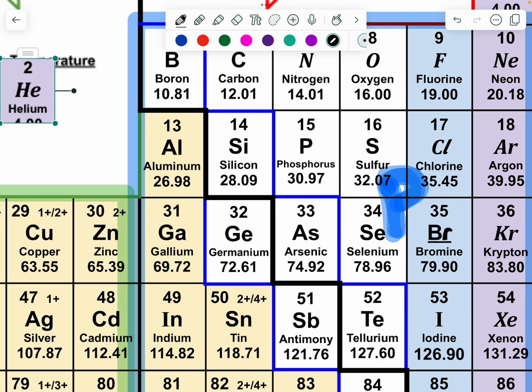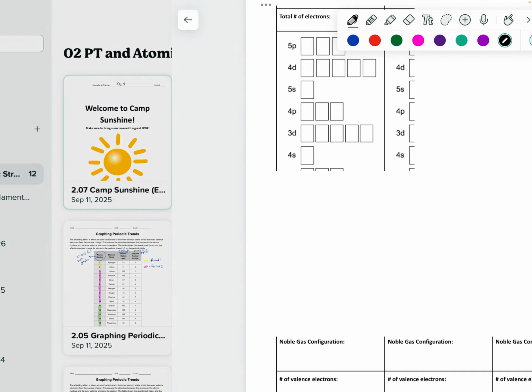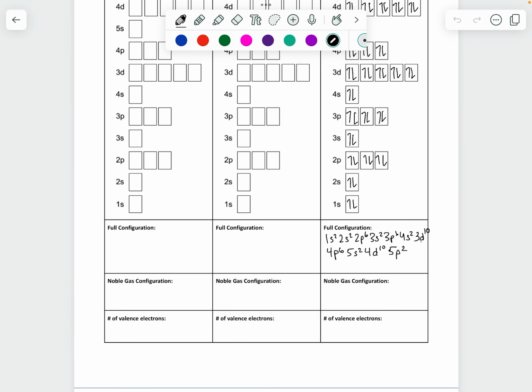Whoops. Well, I don't want to paste that, but now I don't know how to get rid of it. So now we go over here and we say, okay, this is 4p6. So I'm going to highlight up until 4p6. All of those are going to be taken care of by just writing in krypton, which is fantastic, because now the only thing that we have to put in next is whatever is not a part of that, which is 5s2, 4d10, and 5p2.